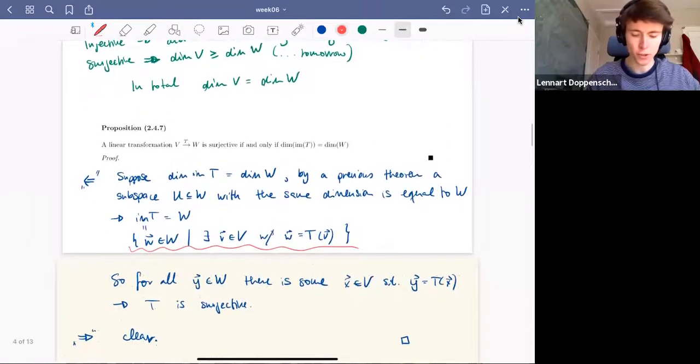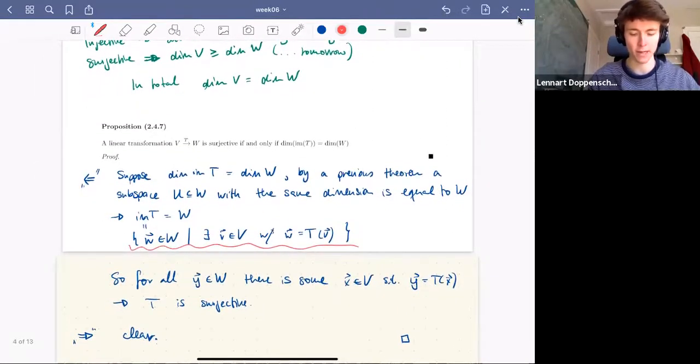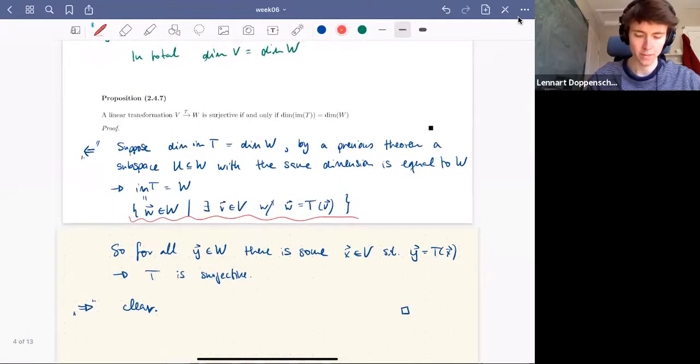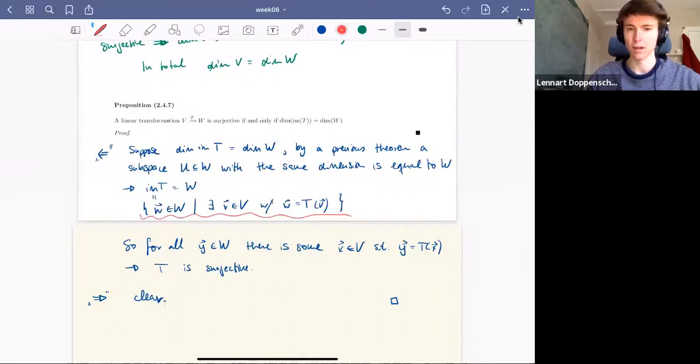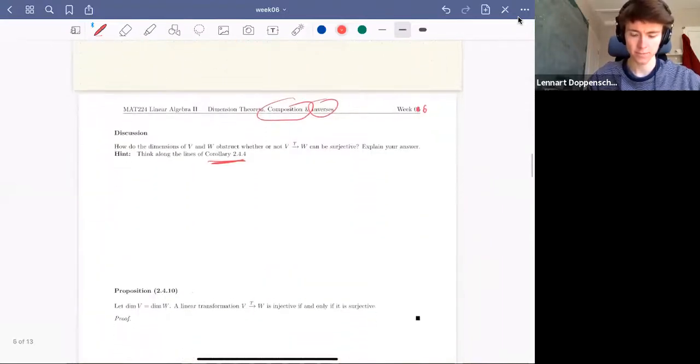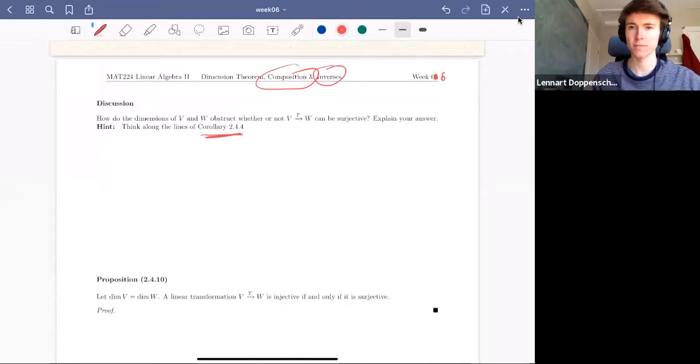And this proposition 2.4.7 might also come in handy. It said that the linear transformation is surjective if and only if the dimension of the image is equal to the dimension of the codomain. All right, any ideas from anyone? Yes, Jancy.